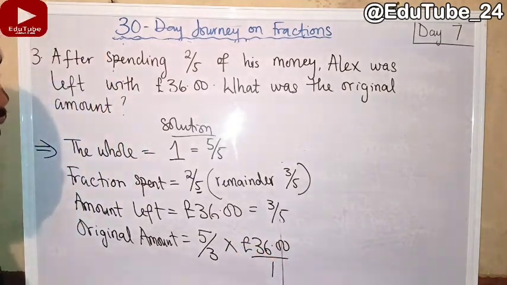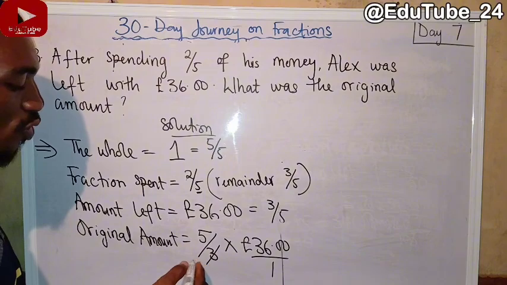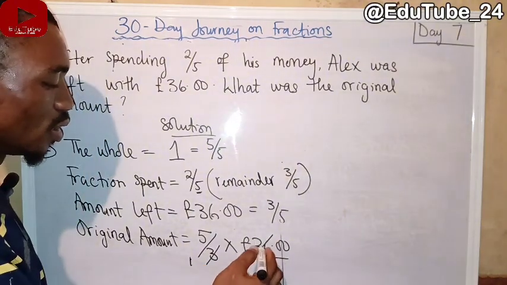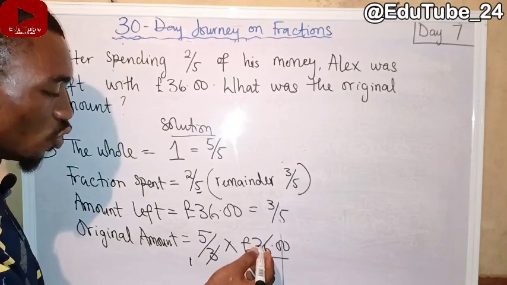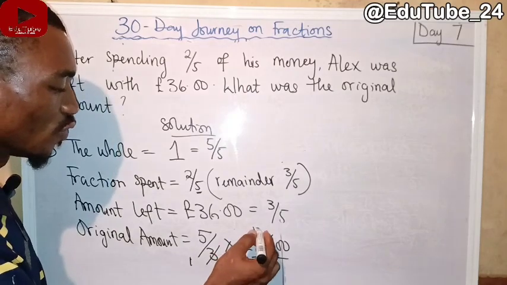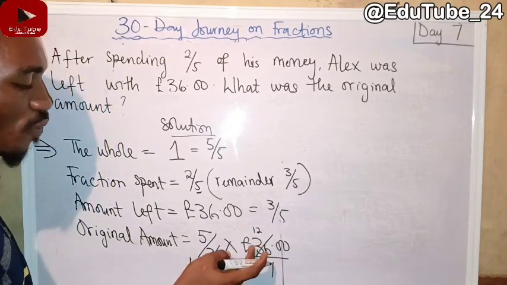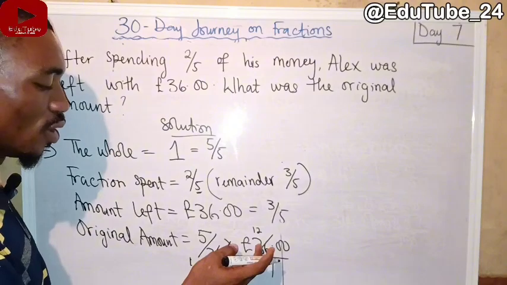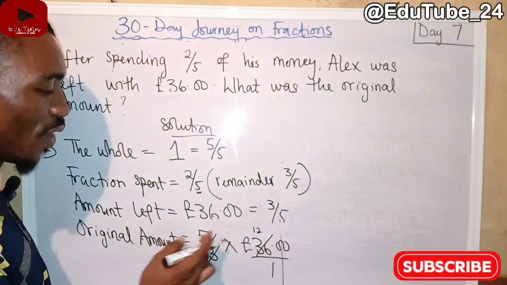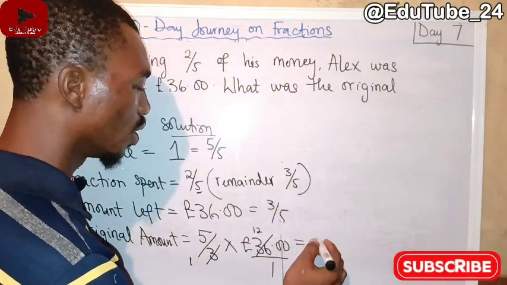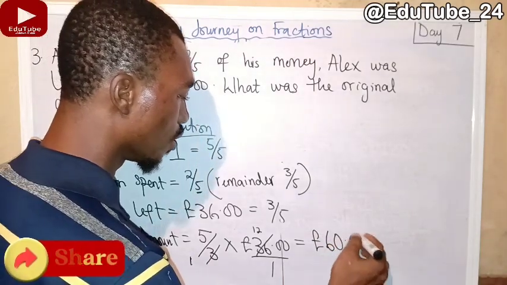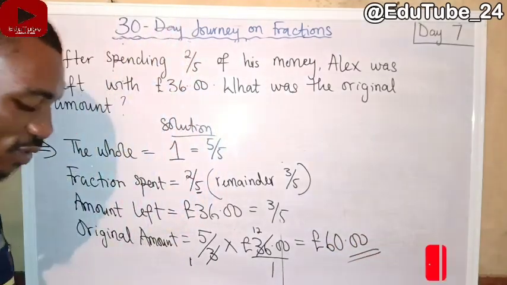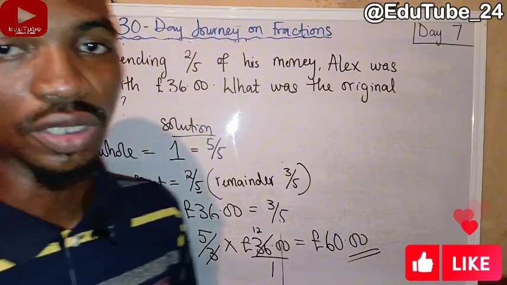So now let's look for what can divide in their common factor. 3 goes in 3, we have 1, and then 3 in 36. You could take it one by one if you don't know how to divide mentally. So 3 in 3 gives you 1, and then 3 in 6 will give you what? 2. So that means you have 12 pounds on the right hand side of the expression. So 5 times 12, we are going to have what? 60. So the original amount is 60 pounds. And that is it for question number 3. Let's go to question number 4.